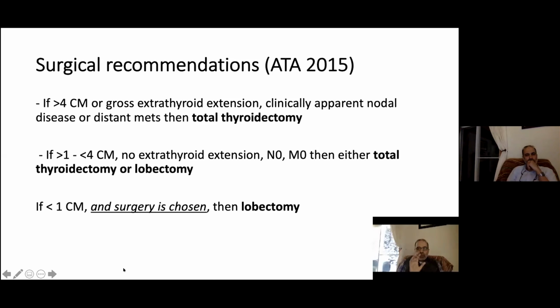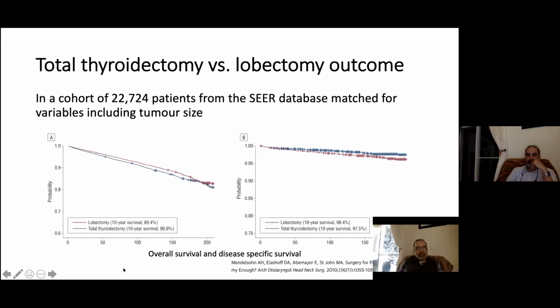And again, there are a number of permutations, and it's very subjective. But depending upon your patient, you can choose one or another. And if it is less than 1 centimeter, and if surgery is chosen, and I've underscored that because it is an important point that I'll come to later, then a lobectomy would be adequate. This is a very different concept from what was previously suggested by the ATA and other organizations.